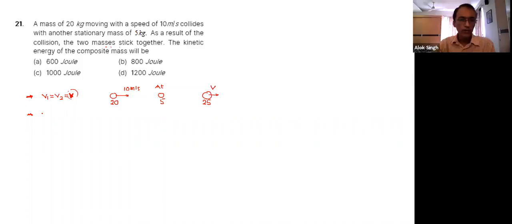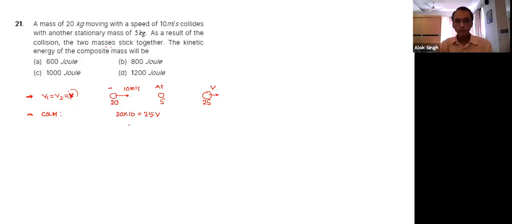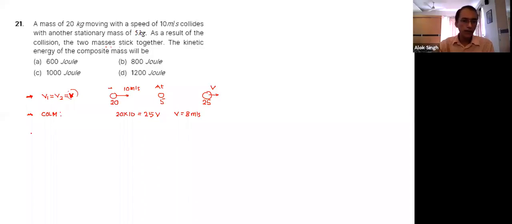M1 V1 plus M2 V2 is equal to... Correct. So first calculate M1 V1. Conservation of linear momentum is the basic principle used everywhere. So by conservation of linear momentum, 20 into 10, both in the same direction, is equal to 25 into v. So what is v? Eight, 8 meters per second. So can I calculate the kinetic energy of the composite mass? Yes, sir.